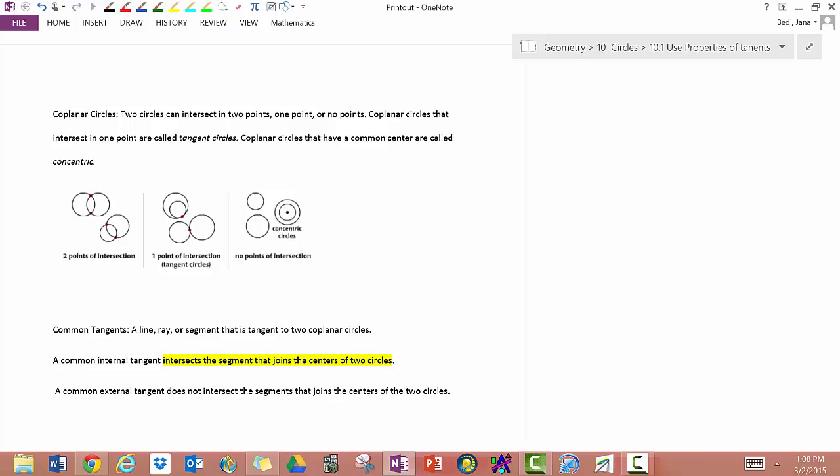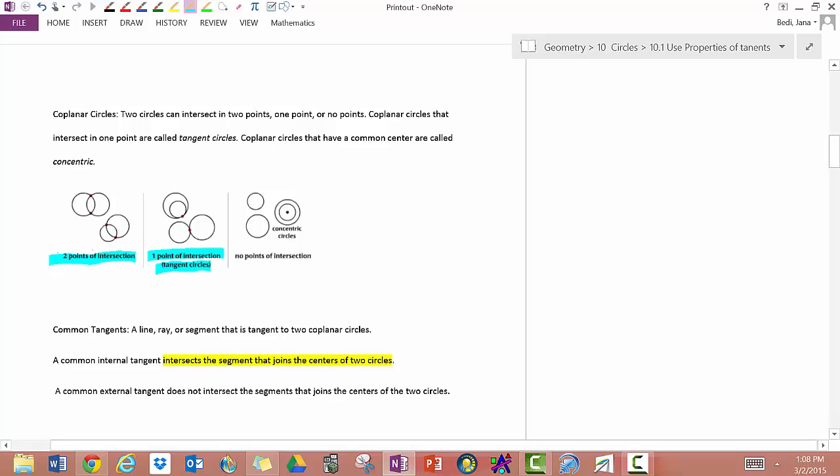When you have coplanar circles, you can have one of the following situations. You can have 2 points of intersection, or one point of intersection. For the one point of intersection, we say the circles are tangent circles, but the circles can be tangent to each other either inside or outside. And I think the diagram explains it.